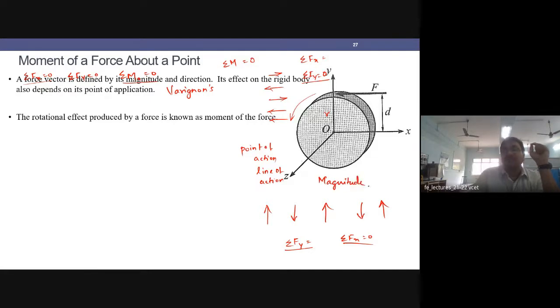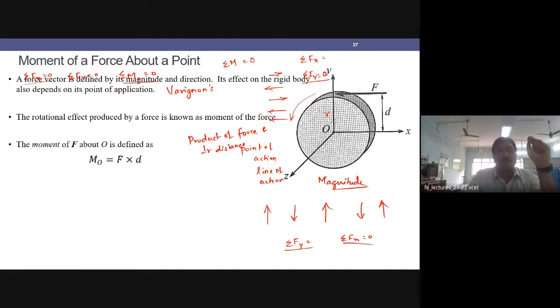The magnitude of the moment. So now to find out the magnitude of that moment, what we always say is the product of the magnitude of the force and the perpendicular distance. The distance always has to be perpendicular. That is one thing that I have to remember.